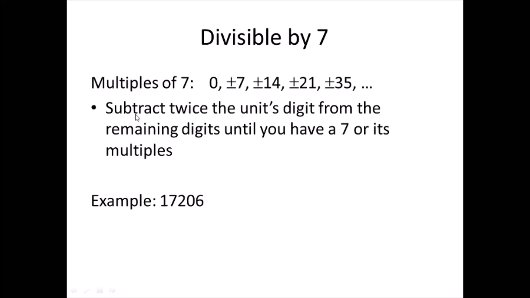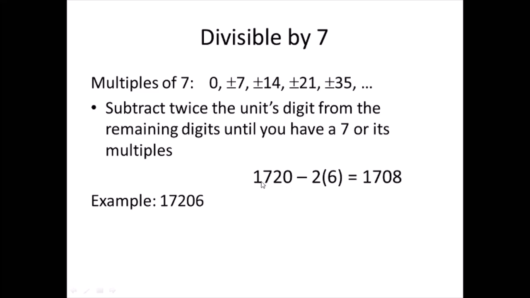We need to subtract twice the units digit from the remaining digits until you have a 7 or its multiples. So the given is 17,206. The last digit is 6. So we need to multiply this by 2 and subtract it from the remaining digits, like what is illustrated here. Multiply the last digit by 2 and subtract it from the remaining digits.